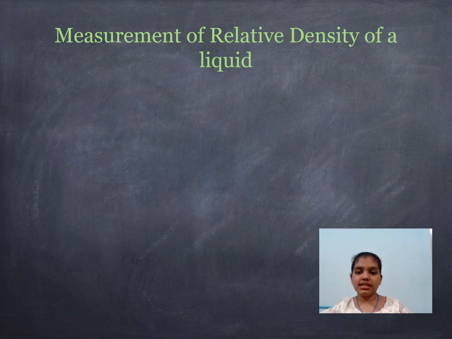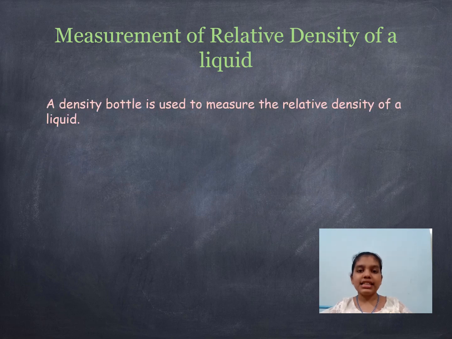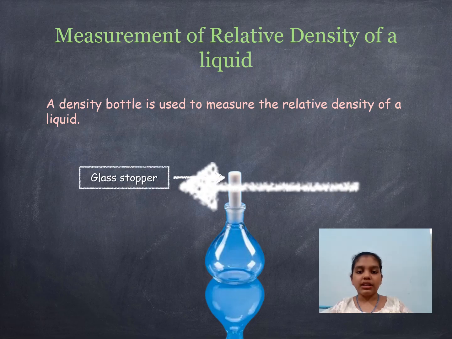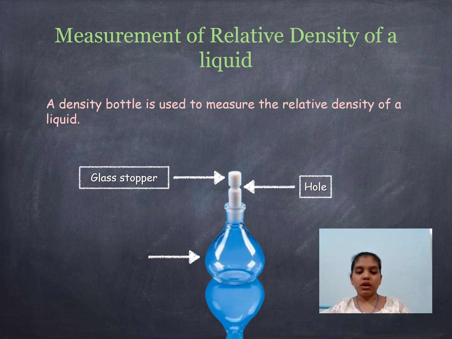Measurement of relative density of a liquid. A density bottle is used to measure the relative density of a liquid. This is a density bottle. The upper part is called the glass stopper. The gap in between is called the hole, and the transparent part is called the glass bottle.